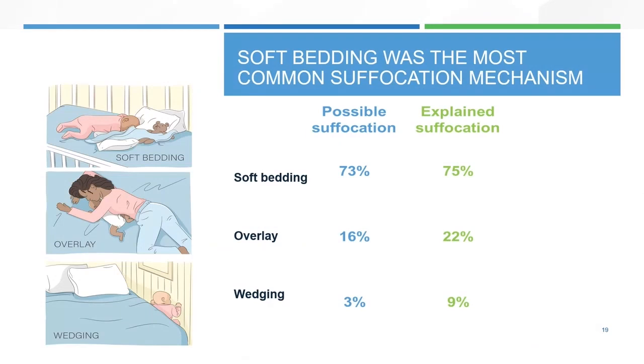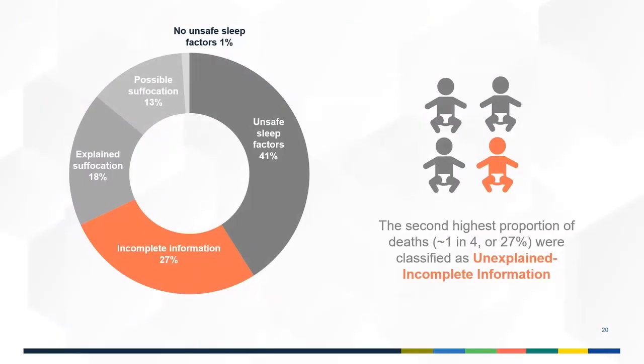Among the explained and possible suffocations, the majority, so about 3/4, were attributed to soft bedding having occluded the infant's airway. The second highest proportion of cases were those 27% that were classified as incomplete information. This group is a combination of two algorithm categories. Incomplete case information, which consists of cases where there wasn't enough information documented from the investigation to tell where and how the baby was found. And the second category is those cases that were missing a death investigation and/or an autopsy altogether.